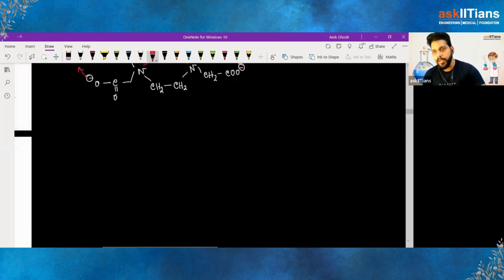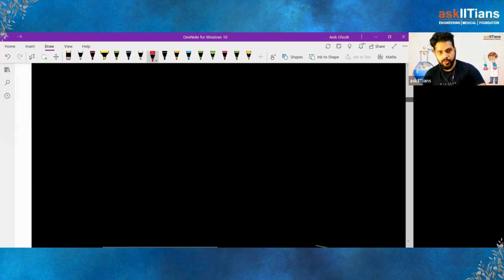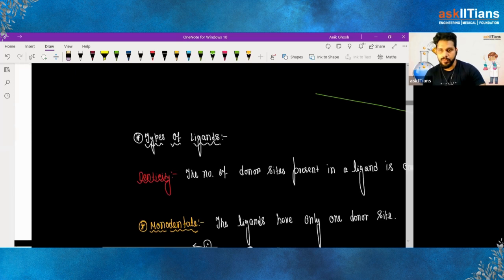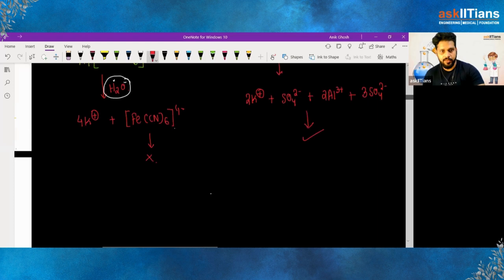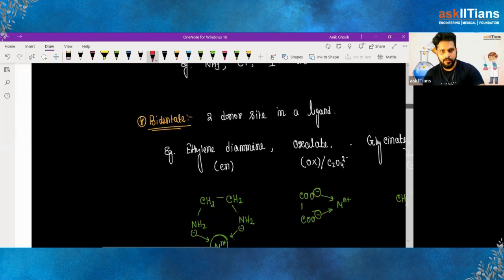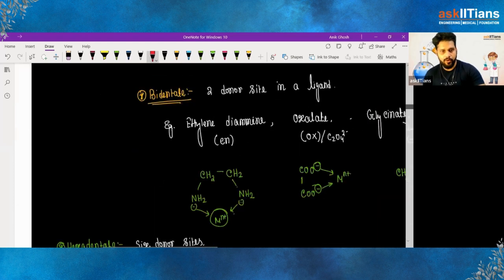One thing that I want you to notice. Let's look at the structure of the ligands. By mistake, I have kept a lot of space in between. Okay, have a look, guys. Here.